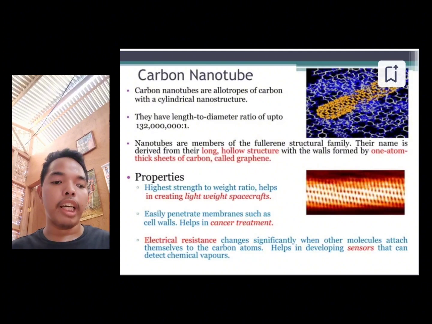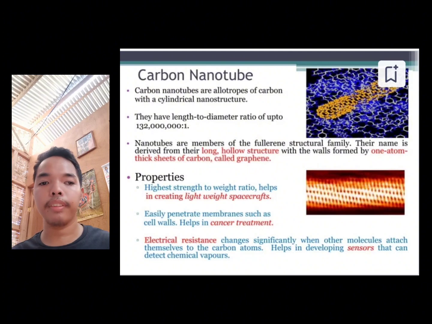One of its properties is a high strength-to-weight ratio, which helps in creating lightweight spacecraft, and it can easily penetrate membranes such as cell walls, which helps in cancer treatments. Electrical resistance changes significantly when other molecules attach themselves to the carbon atoms, which helps develop sensors that can detect chemical vapors.